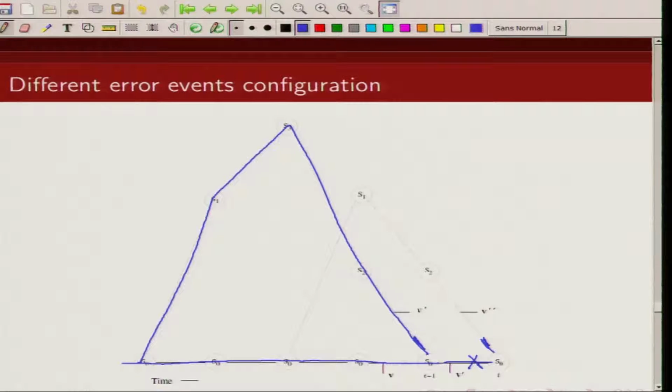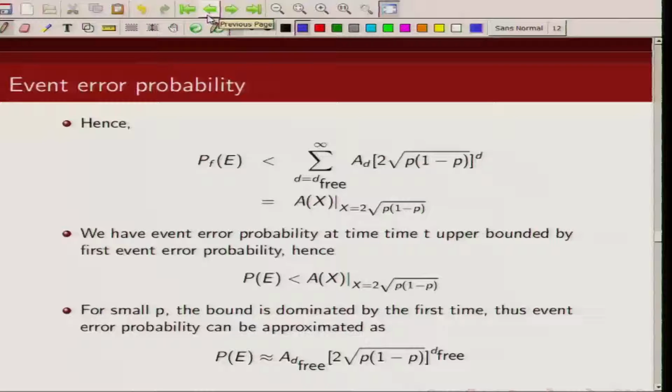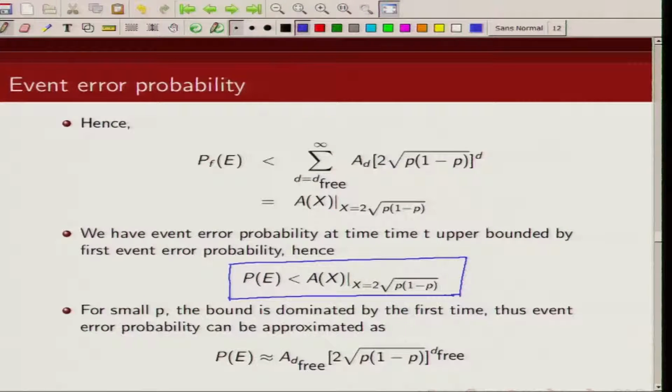So, you discarded this and then you decided in favor of this. Now, for each of these cases, we can upper bound the event probability by the first event error probability, which we have already computed. So, this event error probability can be upper bounded by the first event error probability. So, we can write a probability of error in this particular fashion.